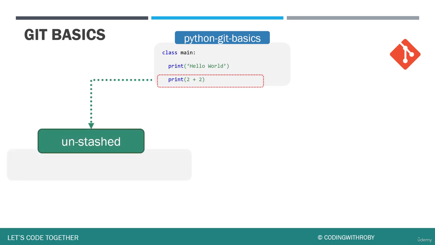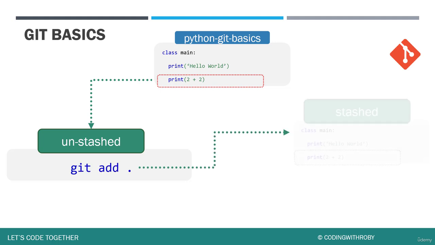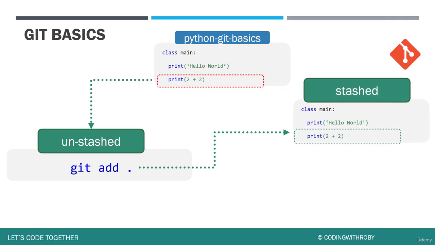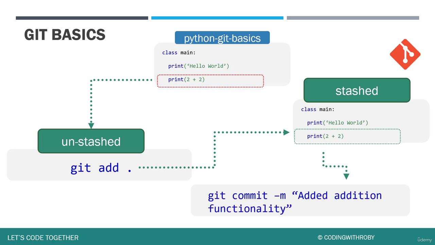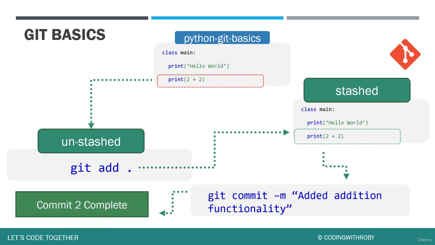Now that we added new code, our code is unstaged. Again, let's do a git add . to stage our code changes. And now that our code is staged, we need to commit our changes. We can do this by doing a git commit -m with our message being added addition functionality. After this, our second commit is now complete. So now within our app's version control, we now have two different commits.